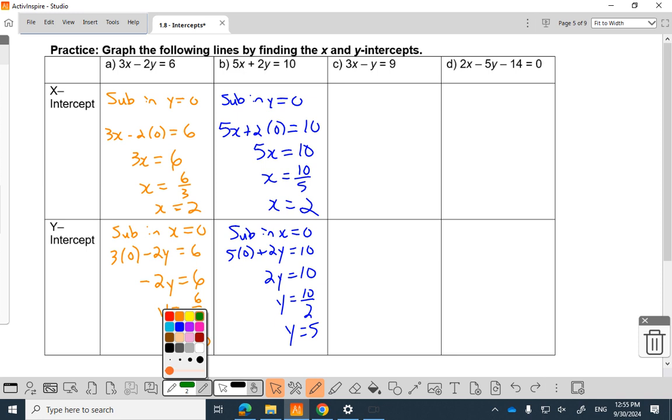X-intercept. How do I get x-intercept? Sub in y equals 0. Okay. And y is subbing in 0 so easy? Well, it just cancels out. It just gets rid of itself. 3x minus 0, that's just gone. It's just 3x. Final step.